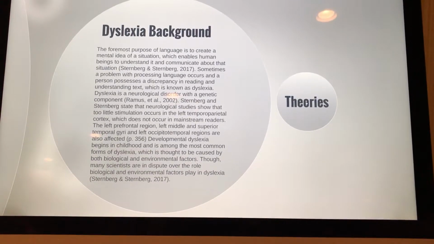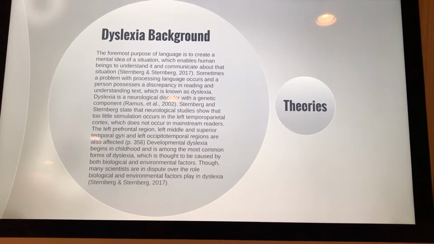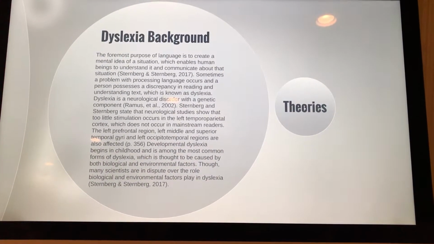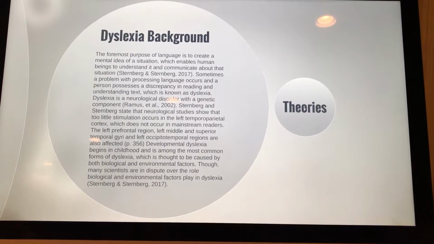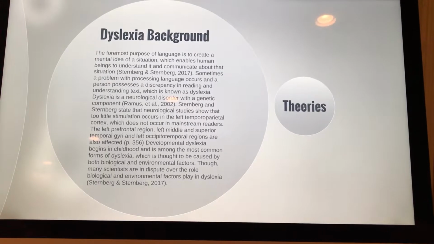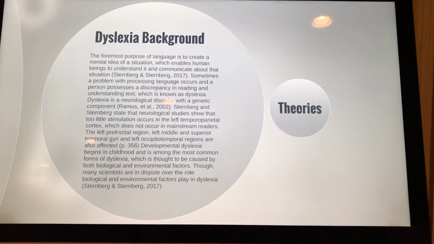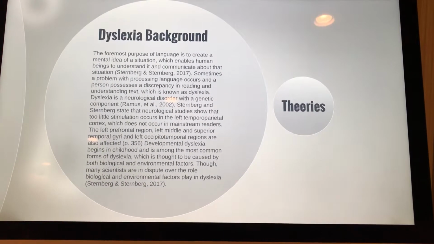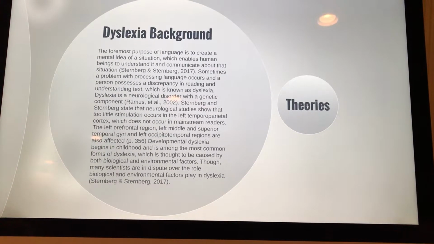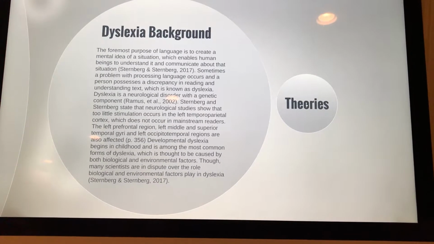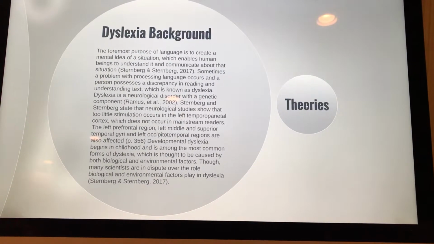The foremost purpose of language is to create a mental idea of a situation which enables human beings to understand it and communicate about that situation. Sometimes a problem with processing language occurs, and a person possesses a discrepancy in reading and understanding text, which is known as dyslexia. Dyslexia is a neurological disorder with a genetic component.